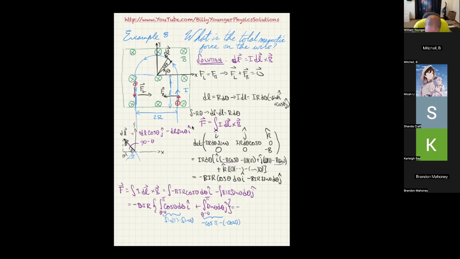So I get negative BIR times, now the sine of pi we know is 0, and the sine of 0 we know is 0. So this whole part right here is just 0, but that's what I said from a symmetry standpoint. You expect the i component for theta equals 0 to pi over 2 is going to be negative, and then from pi over 2 to pi is going to be the same thing but positive. So those two are just going to cancel out.